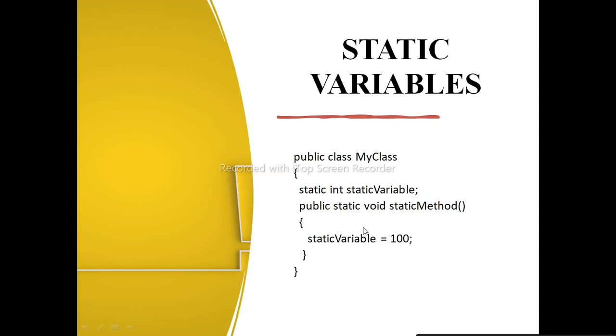See in this example, a static variable is declared inside a class, and inside the method it is initialized. We can access it directly without creating the object. This is through the class level.